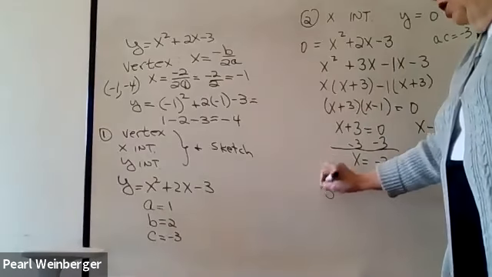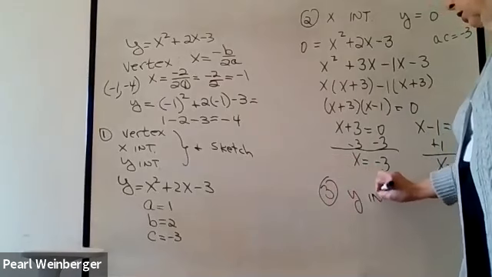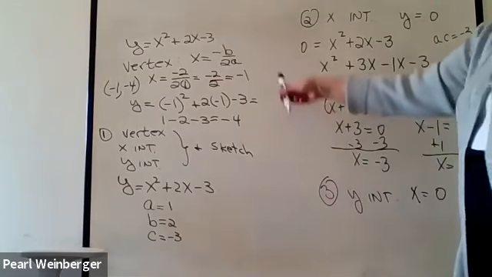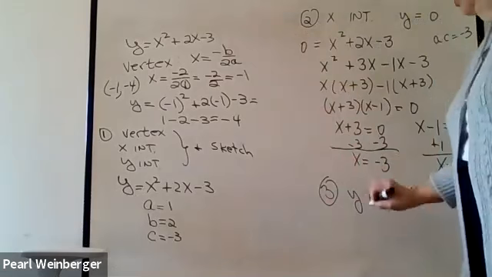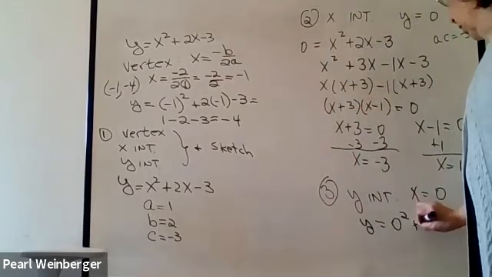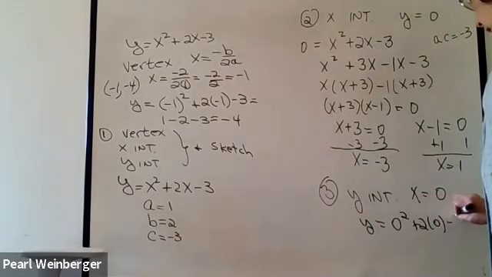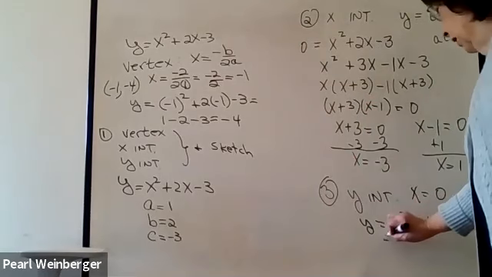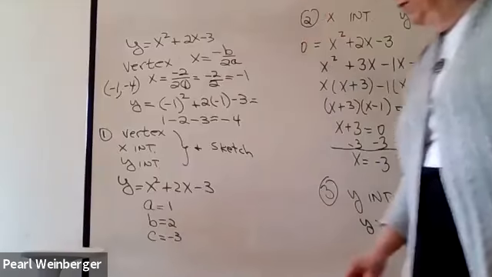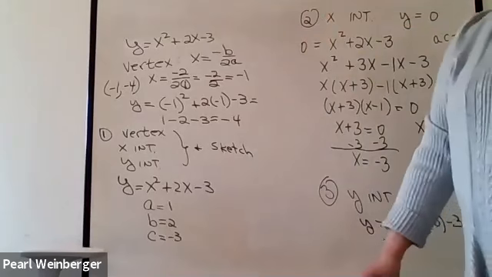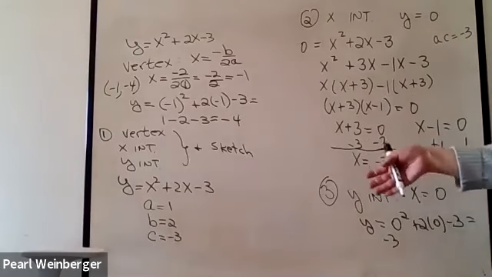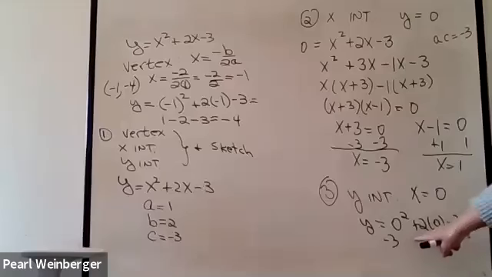In terms of the y-intercept, we let the x equal to 0. So if I go to this original equation and replace the x with 0, I'm going to get y equals 0 squared plus 2 times 0 minus 3, which ends up equaling -3. If you notice, the c, -3, and the y-intercept are the same. And in all the cases in the parabola, that works out. Whatever your c value is, that is your y-intercept.